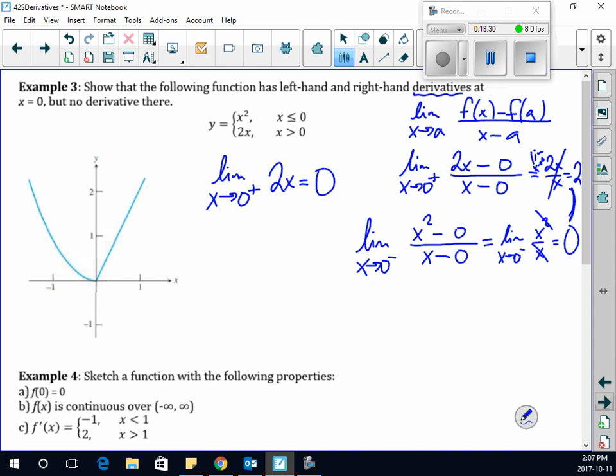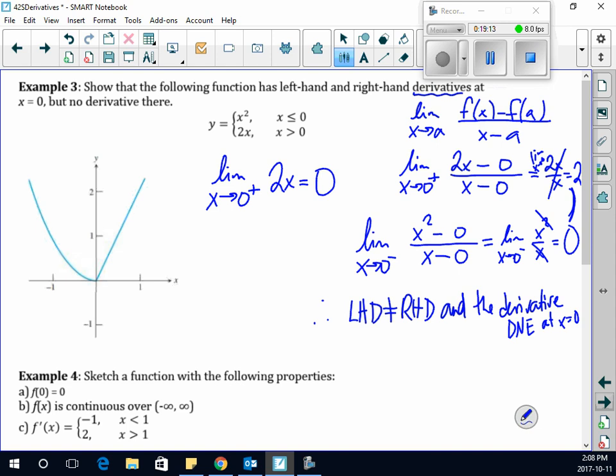Again, the rest of the function exists. Therefore, the left-hand derivative doesn't equal the right-hand derivative, and the derivative does not exist at x equals 0. The left-hand derivative doesn't equal the right-hand derivative, so the derivative doesn't exist then. Okay, so the next one's kind of fun.